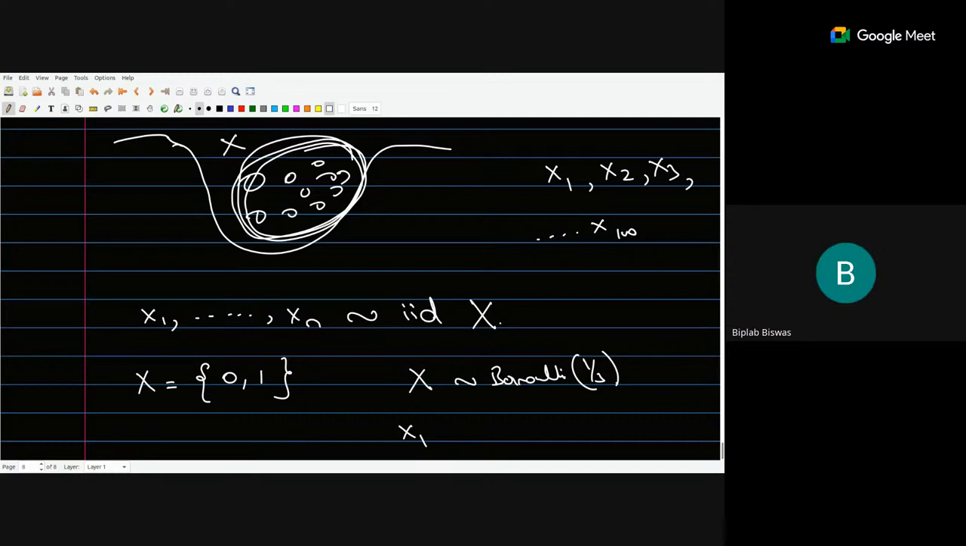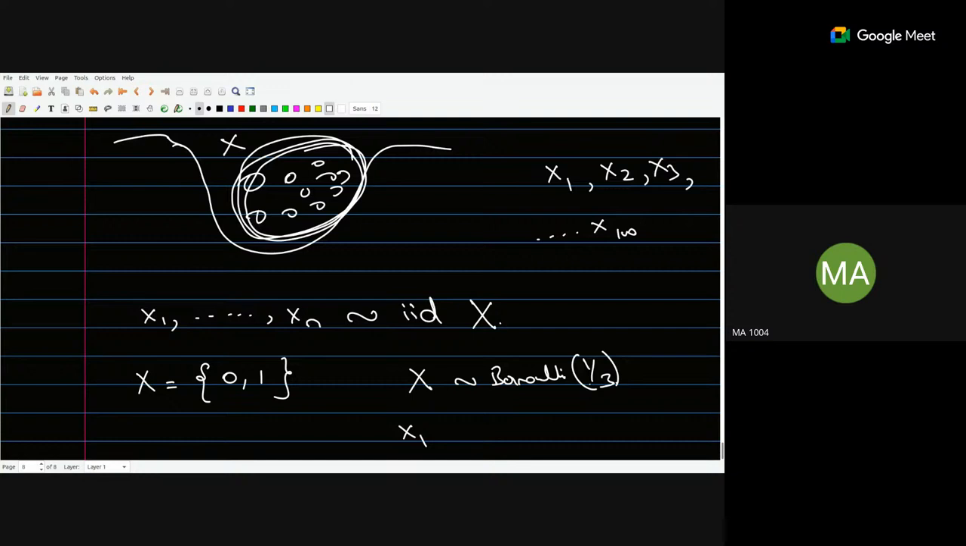Right. And can you guess with what probability it can be 0 and what probability it can be 1? It is 1/3. Okay, yeah, 1/3. So with the probability of 2/3, X1 takes 0, and with probability 1/3, X1 takes 1.